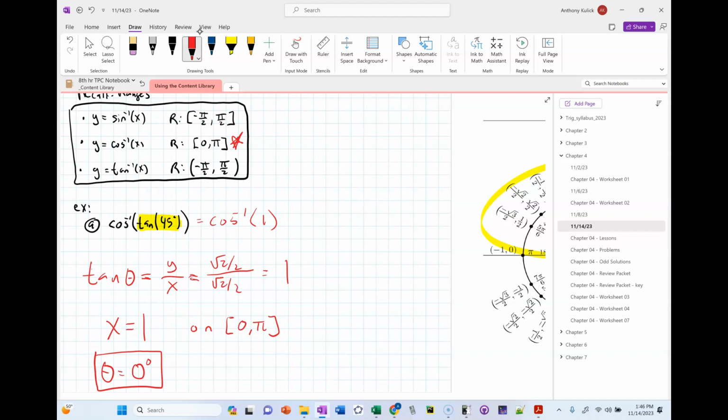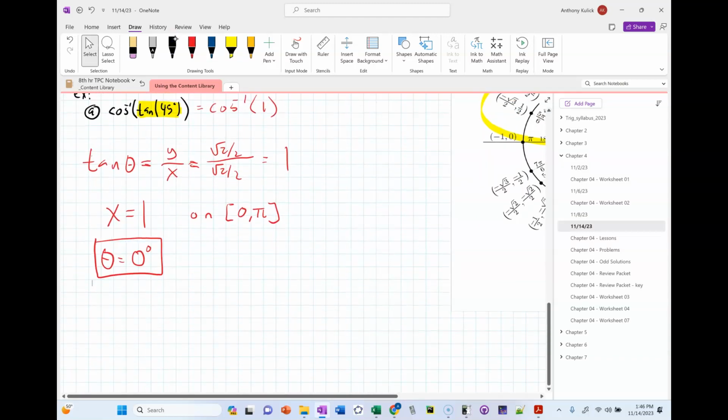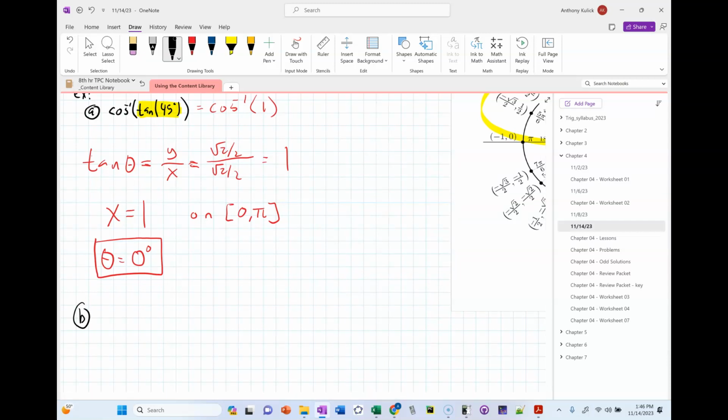Everybody's good? So far, so good? Just like a worksheet 1 problem with a little extra, like, oh no, I had to look up what was going on inside of the thing. All right, let's do another.